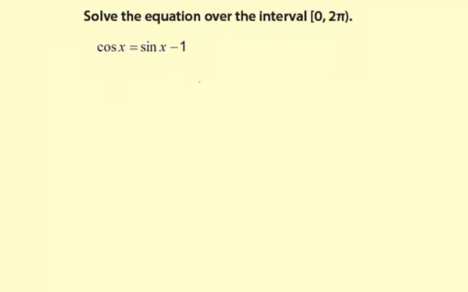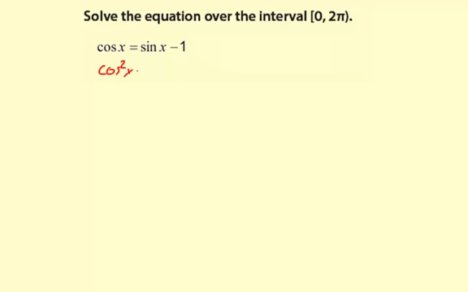Solve the equation over the interval [0, 2 pi], where 0 is closed. Cosine of x equals sine of x minus 1. Now this is a little bit more difficult because you have two trig functions and nothing is squared, so you can't apply a Pythagorean identity and substitute right away. But what you can do is actually square both sides to create that situation. So I'll show you how that works.